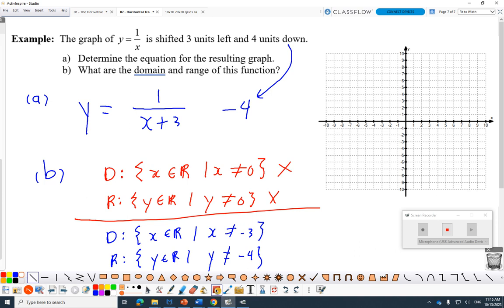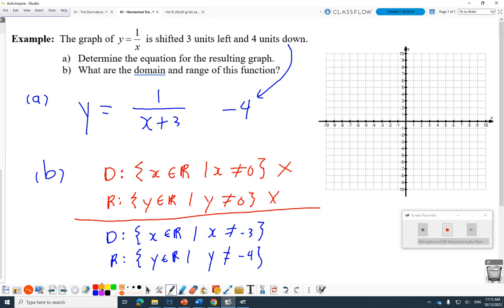Here's how I graph it. It got moved down 4, so its asymptote is now here. I'll draw it in orange. Here's the asymptote. Wait, is this restrictions though? It's kind of like restrictions. And then left 3, there's the other asymptote. And then you can graph it.